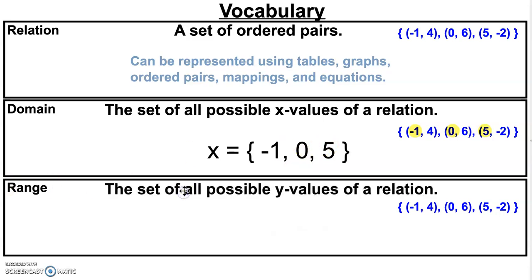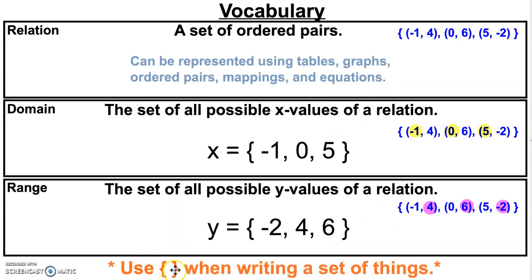The range is going to be the set of all possible y values in a relation. So here our y values are 4, 6, and -2. And the way we notate what our range is, y is equal to the set that includes -2, 4, and 6. Notice every time I'm notating a set of things, I'm using those curly brackets. So I have the domain and range here that include these values. It's a set of values, so I'm including them in the curly brackets. The relation itself is a set of points, so I've included that in those curly brackets.